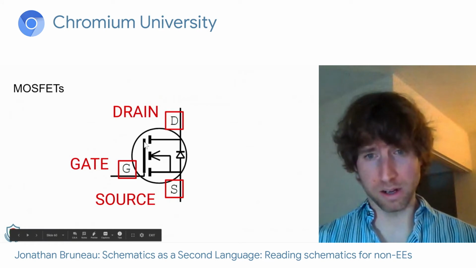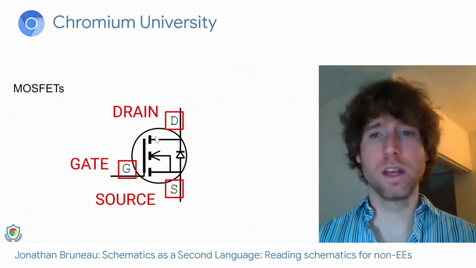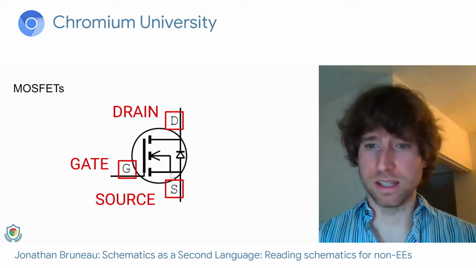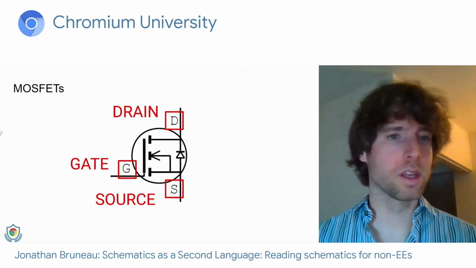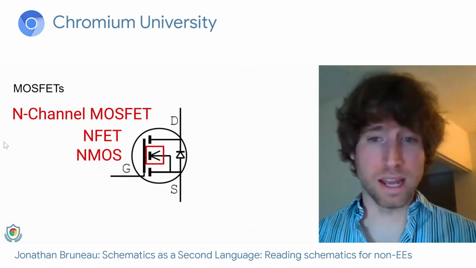This pin here is called the gate, and this is what controls the MOSFET and turns it on and off. This is the drain, and this is the source. The way that you can read what type of MOSFET it is is by the symbol itself.